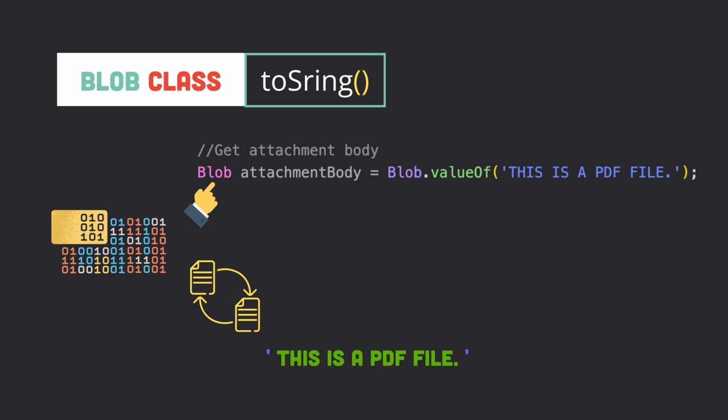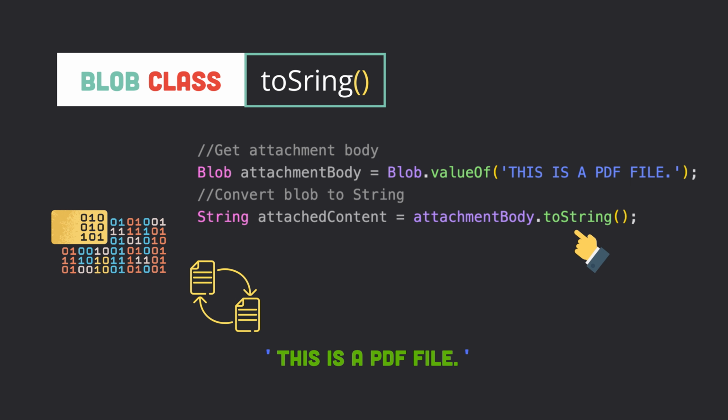For example, we have the binary data that contains the value of a string, which can only be understood by a machine. But to convert it into a legible string, we use the toString method on the blob variable and get the output as a string.